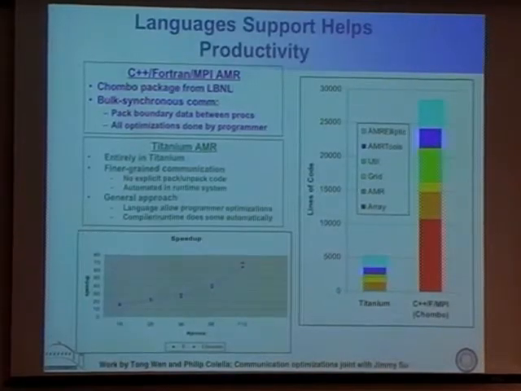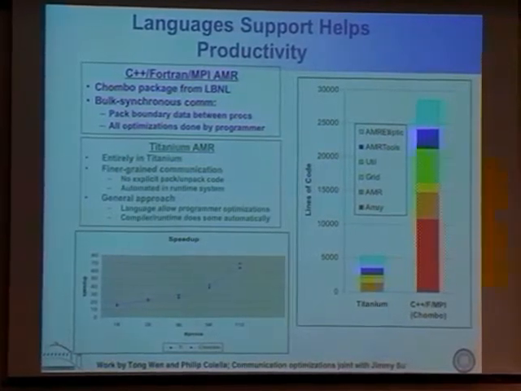And this gives you some idea of the programmability advantage. Now, I hate to use line counts, but it's very hard to do a productivity experiment with a piece of code as large as this one. So this is an application, a Poisson solver written with adaptive mesh refinement, that was done by Tong Wen, who was working in Phil Colella's group, and a comparison to that same algorithm written in the Chombo package, which Phil has been working on for a number of years.